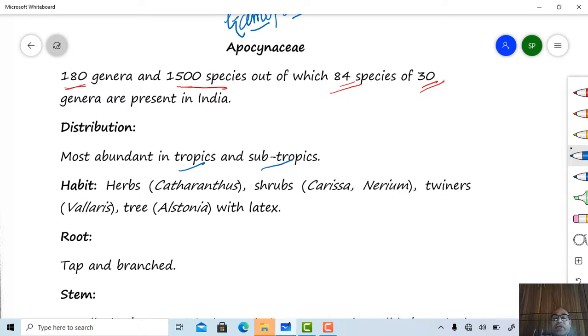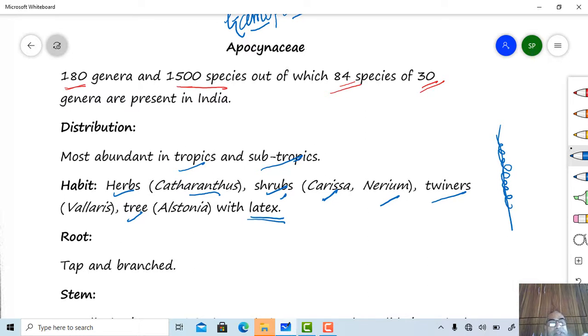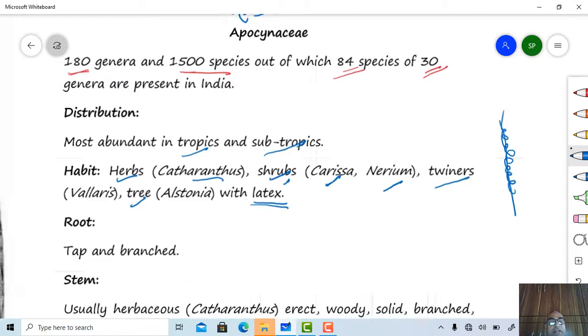Abundantly present in tropics and subtropical regions. Habit may be herb, shrub, as well as trees, as well as twiners. Herbs are present in Vinca rosea or Catharanthus rosea. In Carissa carandus, you will observe the shrub habit, Nerium shrub habit. In Valaris, it may be twiner. Twiner means these are actually climbers, but they twine around the object. And tree, most important one, that milky latex is present in family Apocynaceae.